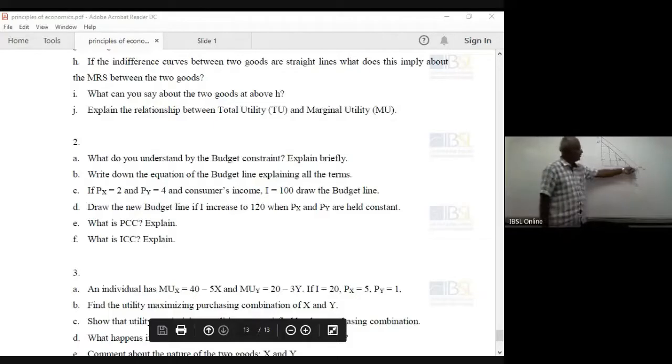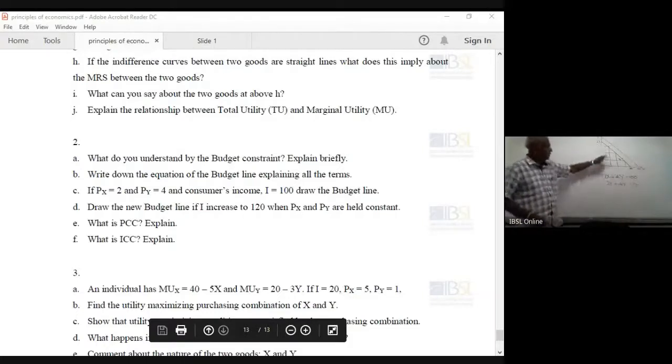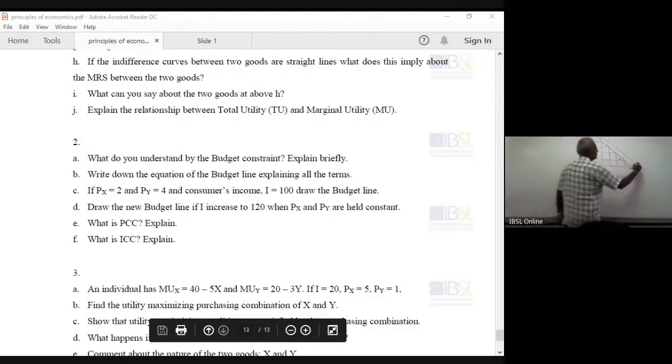Now, these 2 points, can you calculate? 120 divided by 2, 60. This point, 120 divided by 4, 30. Budget line, second budget line.